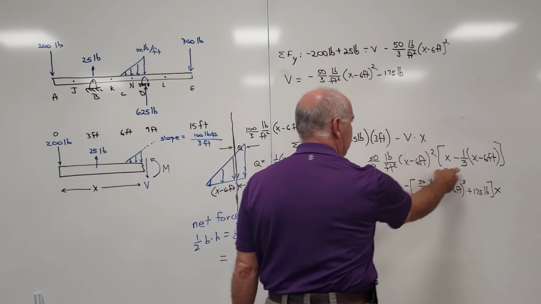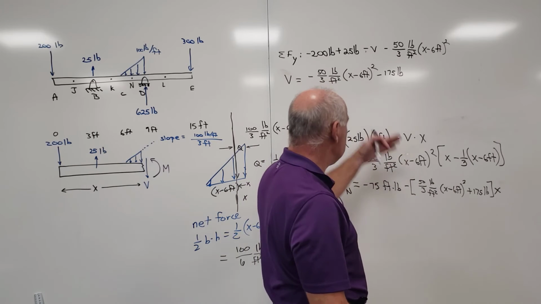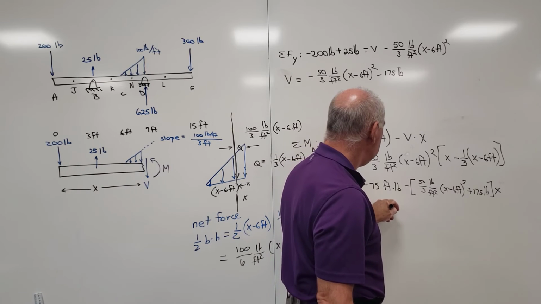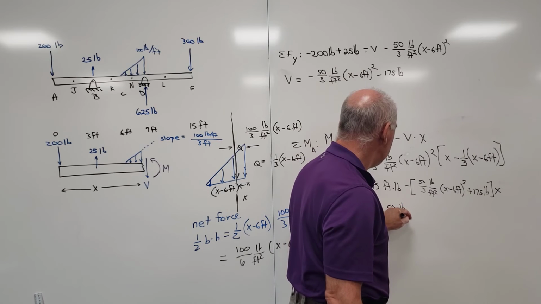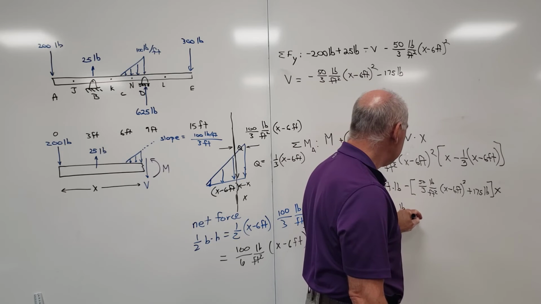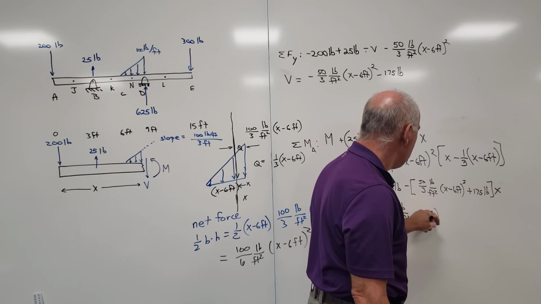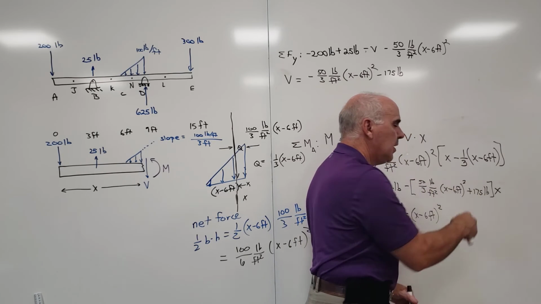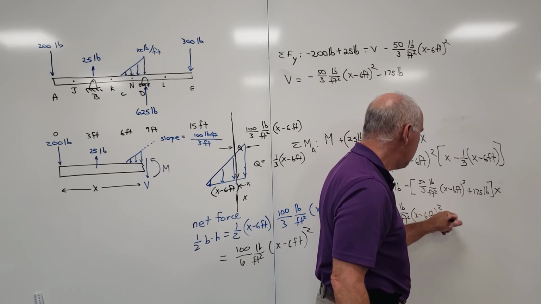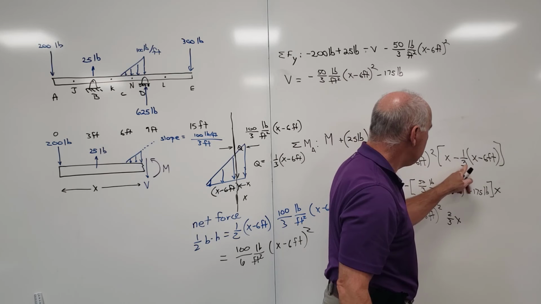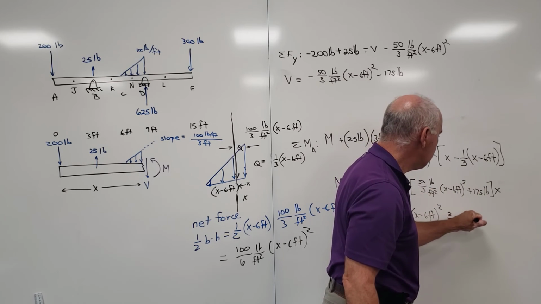But then I've got to bring this lovely situation in right here. Bring that to the other side of the equation, that becomes positive. So I get plus 50 over 3 pounds per square foot, and then x minus 6 feet squared, and then what is this going to be? This is x minus 1/3 of x, so that's going to be 2/3 of x. And then minus and minus becomes plus. 1/3 of 6 is 2 feet, so plus 2 feet.